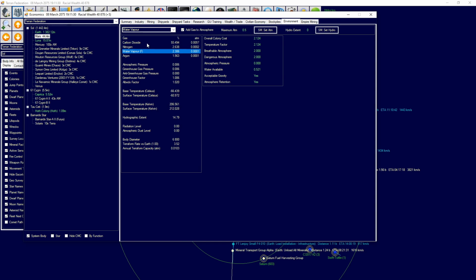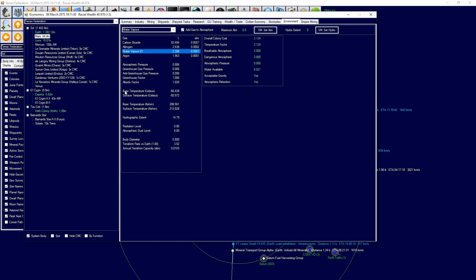Each 1% of hydro extent requires 0.025 atm of water vapor. So that means that if you have 0.1 atm of water vapor in the atmosphere, every year you'll create 4% of hydro extent. And so keep that in mind, and that would mean that you would require 0.5 atm of water vapor to get 20% hydro extent. And while that seems like a long time, on smaller worlds it will go much, much faster.